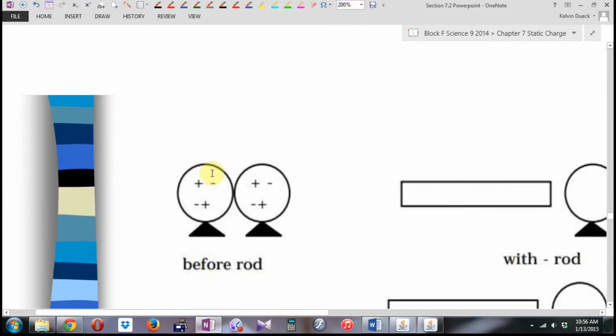Starting out, we have two metal spheres, and they're touching each other. Are they neutral? Yes. How can I tell? Two positives and two negatives on each one. That was my high tech. Now, I'm going to charge this rod negatively. So can you draw in negatives?